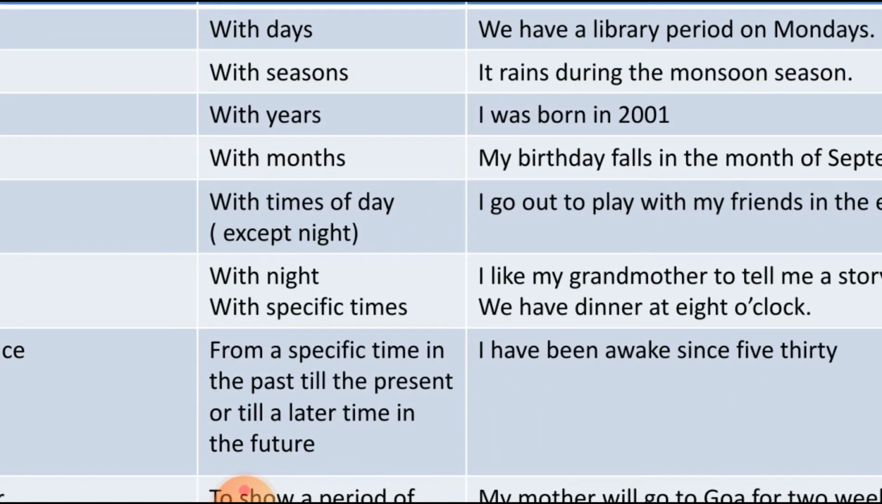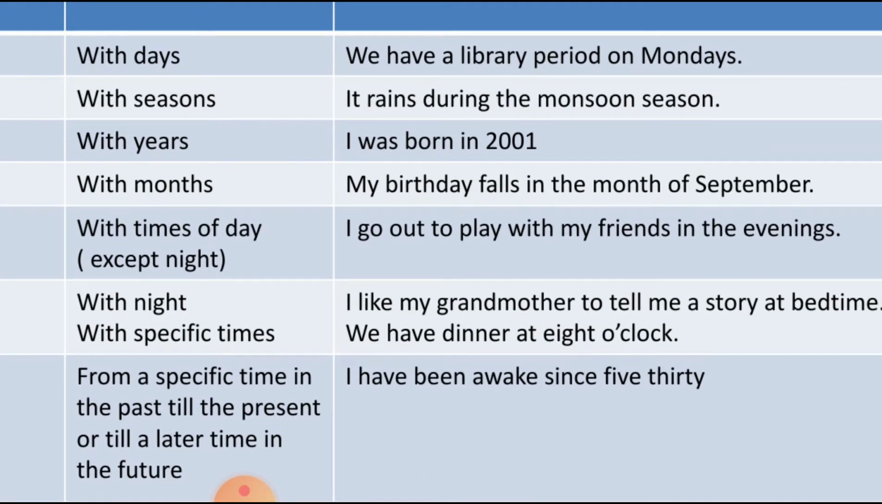With times of day, when we are talking about the different times of the day, say for example morning, evening, afternoon, then we use the preposition in. Except night, when we are talking about night, then we do not use the preposition in. So let us take an example. I go out to play with my friends in the evening.